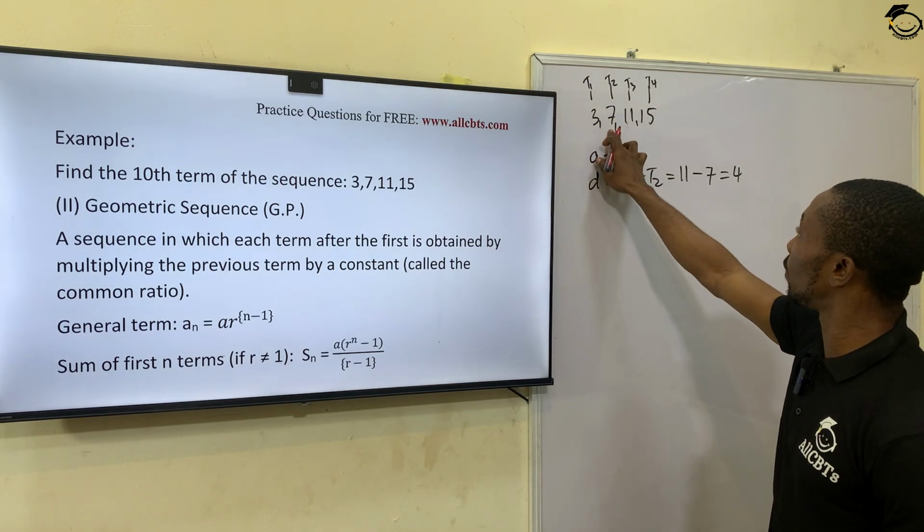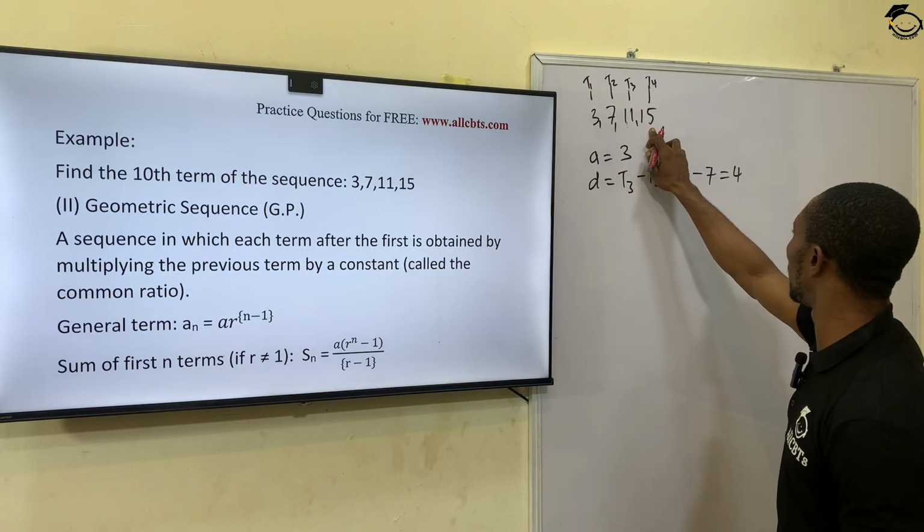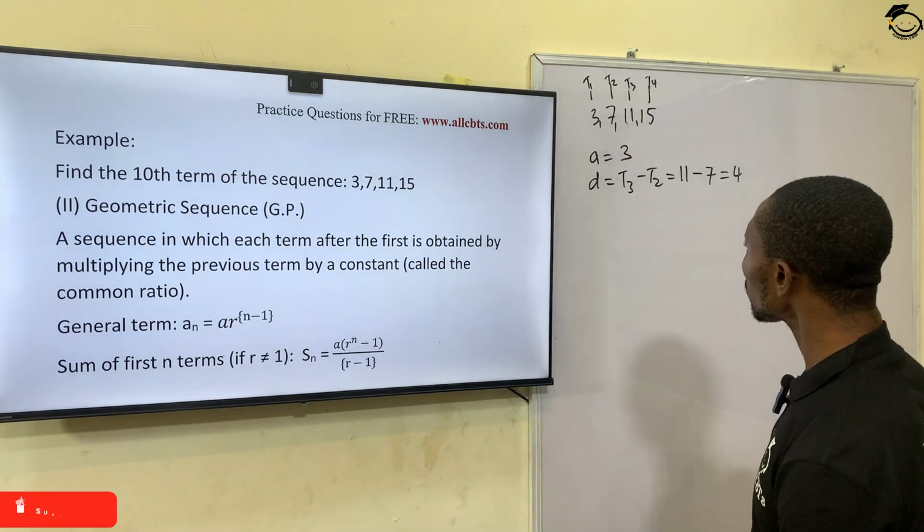3 plus 4 will give us 7. 7 plus 4 will give us 11. 11 plus 4 will give us 15. All right.